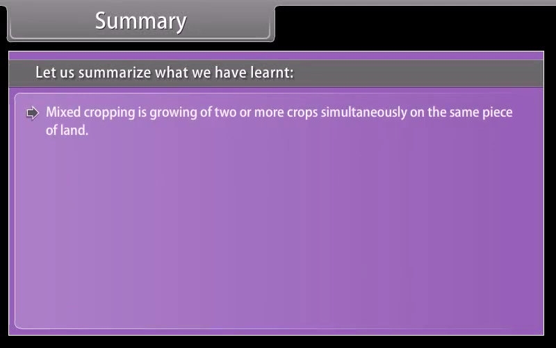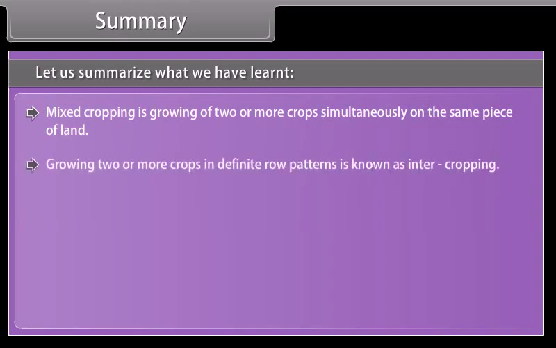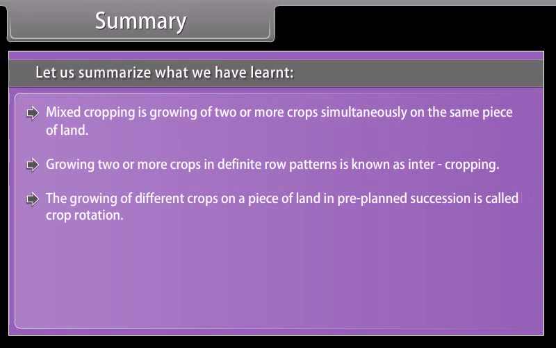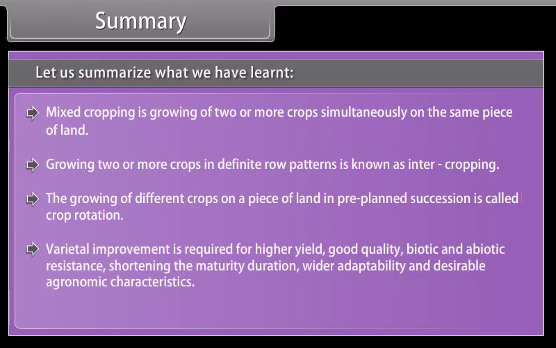Mixed cropping is growing of 2 or more crops simultaneously on the same piece of land. Growing 2 or more crops in definite row patterns is known as intercropping. The growing of different crops on a piece of land in pre-planned succession is called crop rotation. Varietal improvement is required for higher yield, good quality, biotic and abiotic resistance, shortening the maturity duration, wider adaptability, and desirable agronomic characteristics.